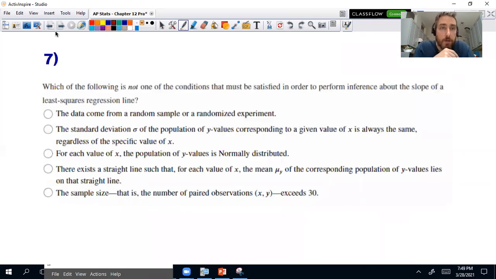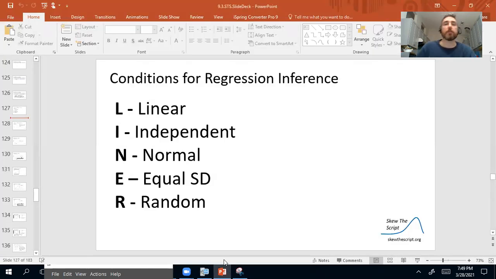Number 7, which of the following is not one of the conditions that must be satisfied in order to perform inference about the slope of a least squares regression line? Okay, so let's review those conditions really quick. I have them pulled up here from your lesson for day 3. There's an acronym that we want to use called LINER. Not to be confused with linear, but LINER, like Miss Liner. We have linear, which you want your data to look roughly linear.